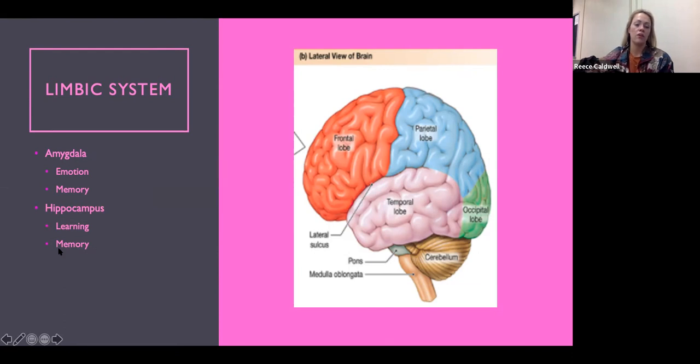If you think about that movie, what is it called? 50 First Dates with Adam Sandler and Drew Barrymore, how she could remember her childhood and everything. She had no damage to her amygdala because the amygdala is long-term memory. However, she couldn't remember each date she was having every day. So she did have some type of damage to her hippocampus affecting her short-term memory.